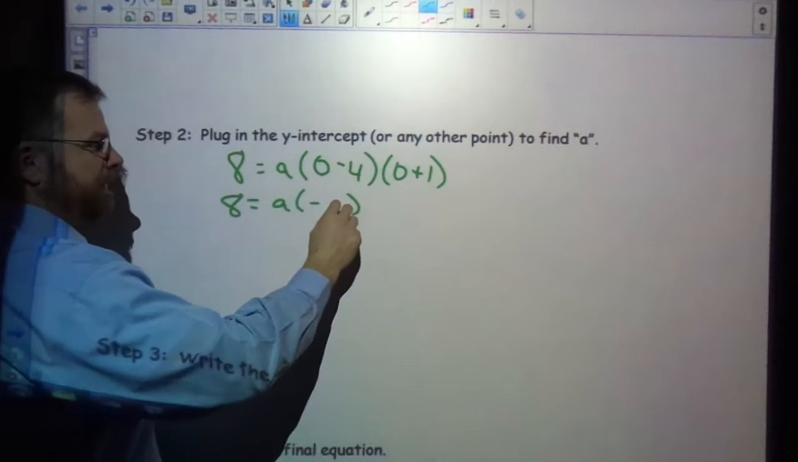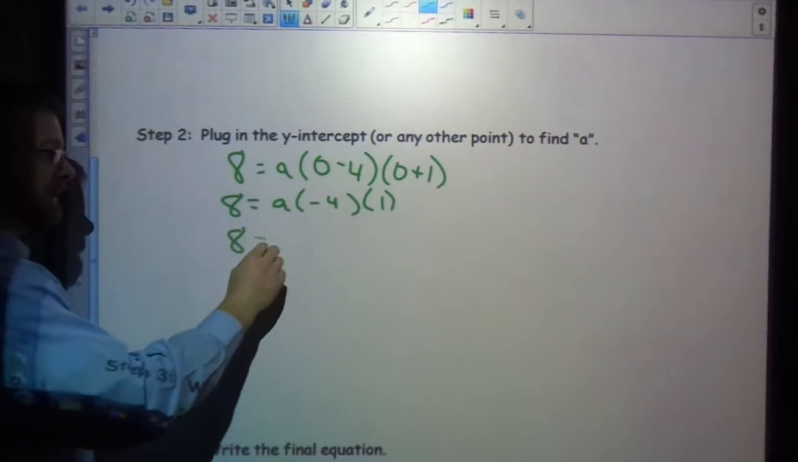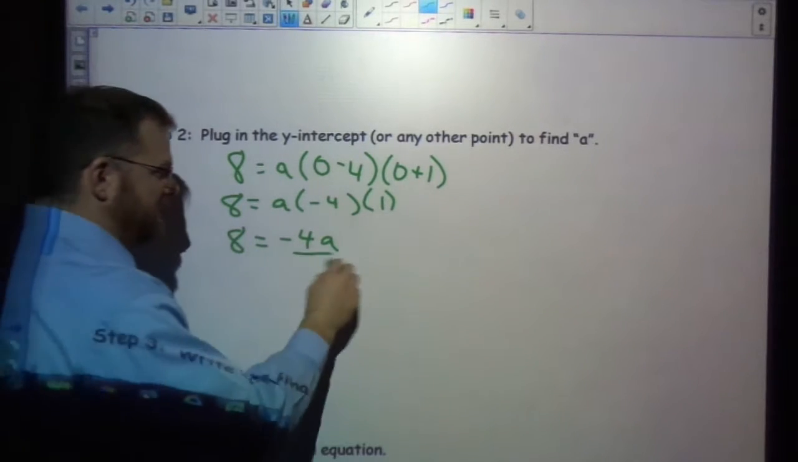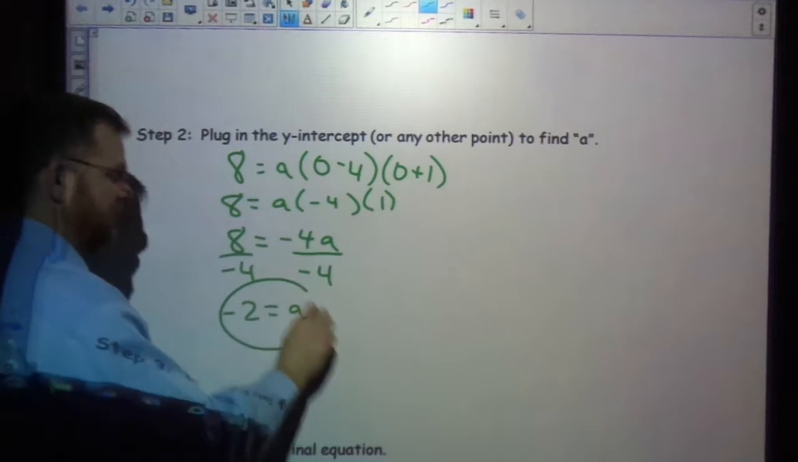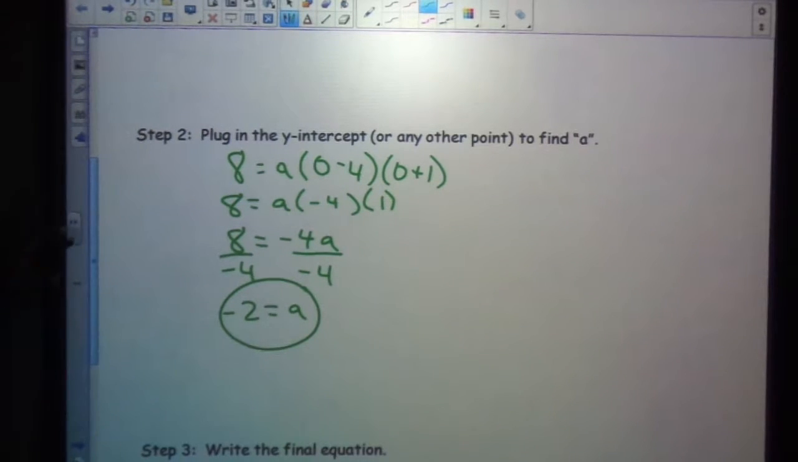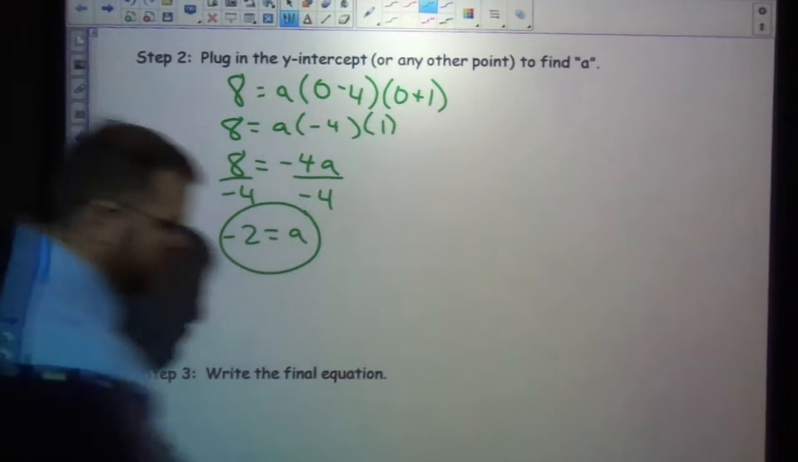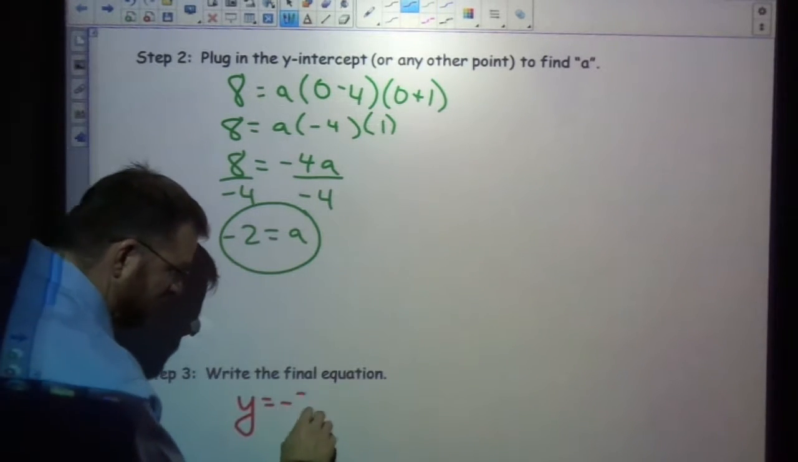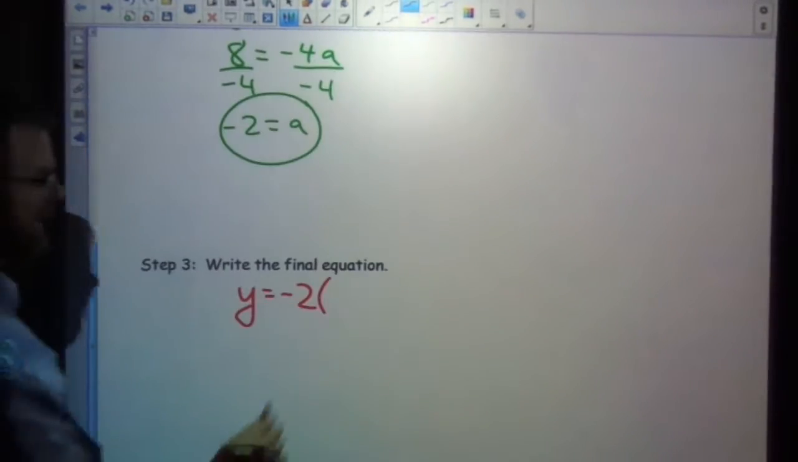This makes -4. This makes +1. They're all being multiplied. So -4 times 1 is just -4. And then to get a by itself, let's just divide. Aha! So I figured out the front number, that leading coefficient, that thing I didn't know that needs to plug in here. So my last step is, let's just write out the final equation. So I know my equation is y equals, I figured out that first number was -2. And then the stuff I had before, x minus 4, x plus 1.